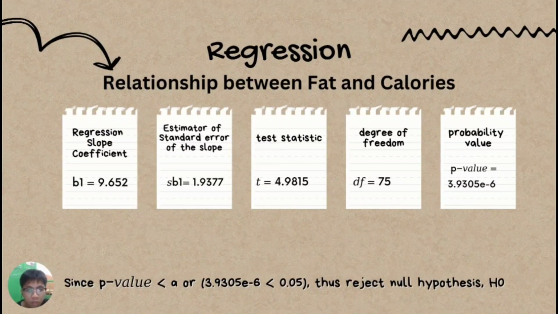The degree of freedom df is equal to 75, and the probability value p value is equal to 3.9305 exponential negative 6. In this test, the significance level we also use is 0.05. Since the p value, 3.9305 exponential negative 6, is smaller than 0.05, we reject the null hypothesis too.